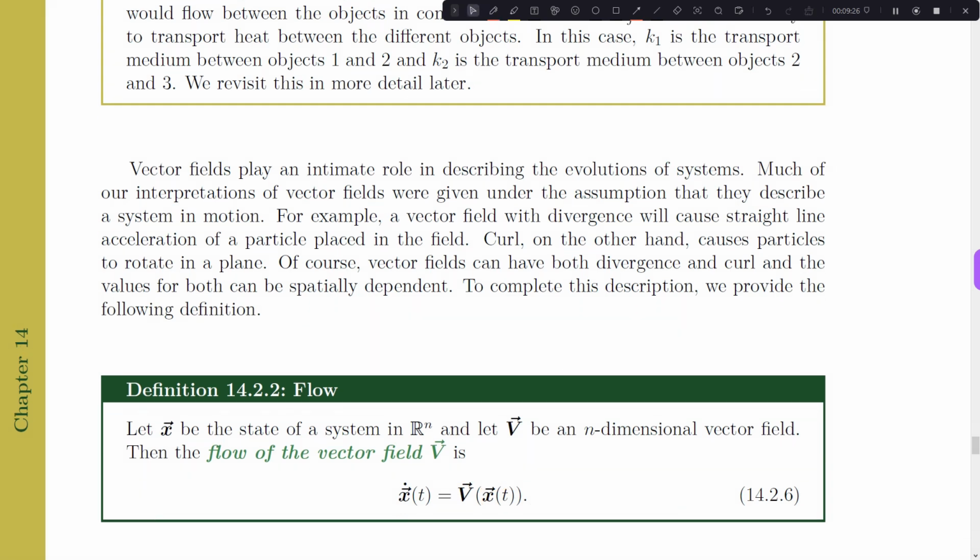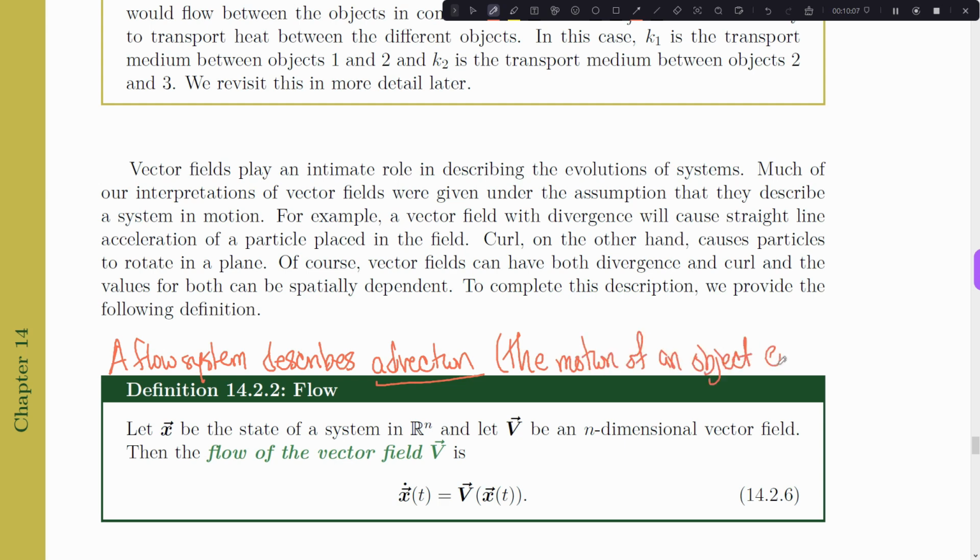And what does a flow system actually describe? A flow system describes this word. It's called advection. Okay, you've probably heard of convection, right? It's what happens in your oven when you turn the fan on, and actually it happens even if you don't turn the fan on. Convection is the movement of a fluid through itself, traditionally via some pressure differences. Advection is the motion of an object embedded in a fluid.